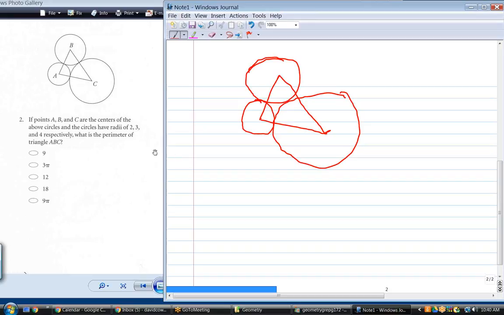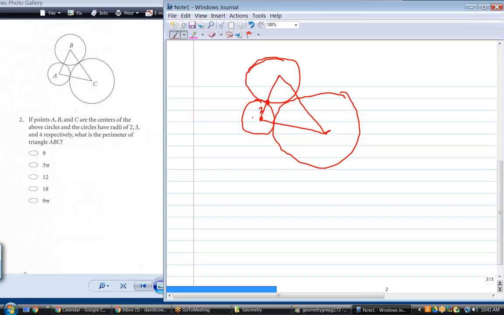All right. So looking at the last question first sometimes is helpful. What's the perimeter of this triangle? And what they give us are the radii of the circles. In other words, circle A has a radius of 2, circle B has a radius of 3, and circle C has a radius of 4. So, what are the dimensions of this triangle? Let's label those radii. That's 2, and that goes from there to there.